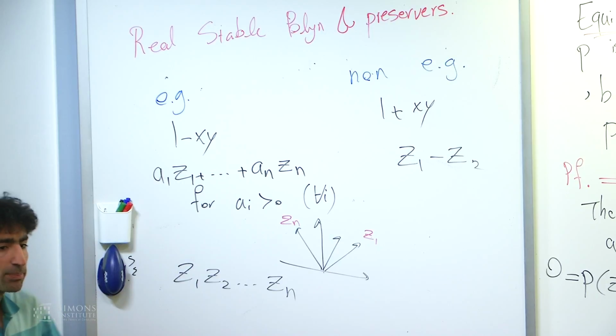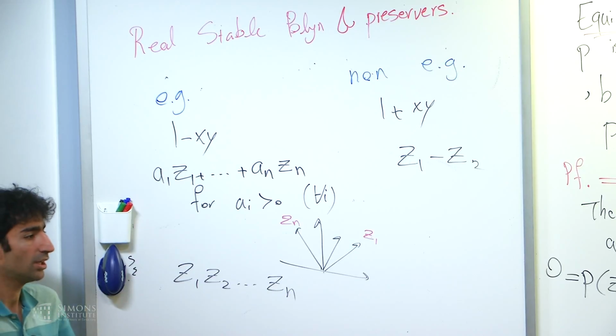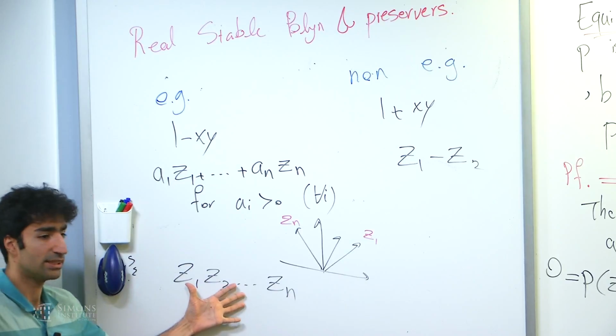Here is another one, z1, z2 up to zn. In fact, you can see the product of any two real stable polynomials is real stable because the roots of the product are just the union of the roots of the two polynomials. So this is a real stable polynomial.